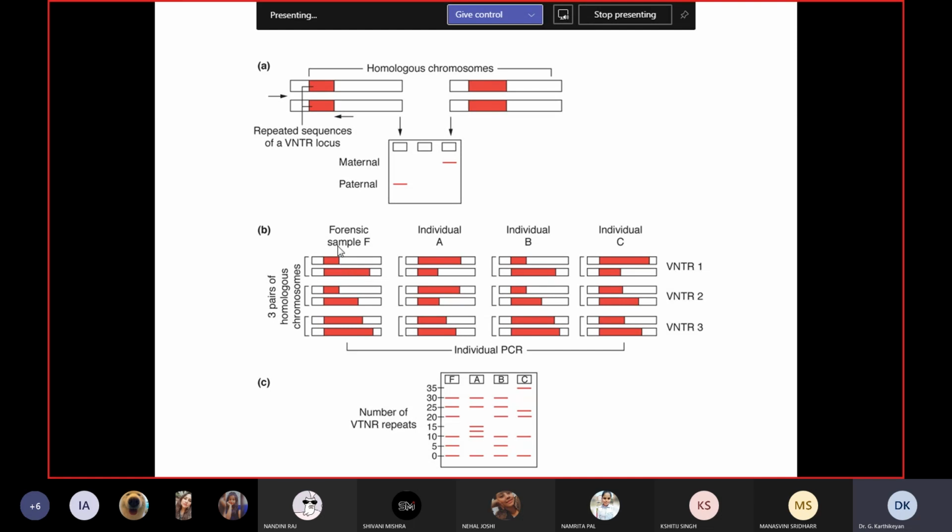So when you do a PCR for the forensic sample and run an agarose gel, you will get 6 bands, right? 1, 2, 3, 4, 5, 6 bands you will get. Now, when you do a PCR for all these three suspected individuals, you will get a banding pattern somewhat like this. Looking at this picture, who do you think is the person who committed the crime? Any idea? F is the forensic sample. Is it A, B, or C?